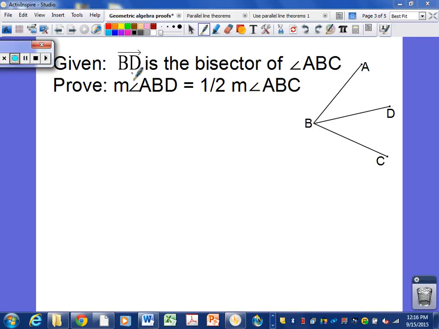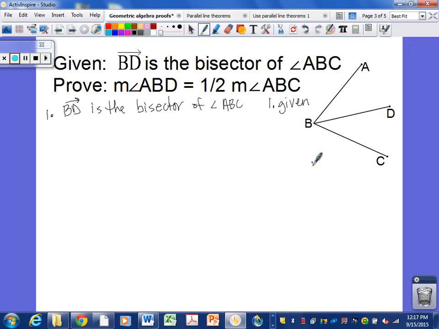Okay, so step number 1 is, of course, writing down your given information that ray BD is the bisector of this angle ABC, and that is given. Ooh, I should have written that way down here. Anywho, step number 2. Because we have a bisector, what things are congruent?